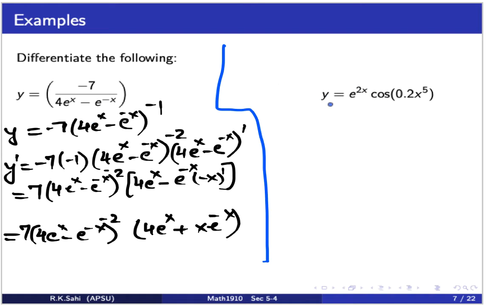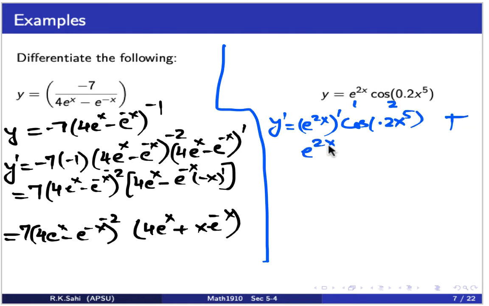Let's look at this one: exponential to the power 2x times a cosine function. So here's a product of two functions, so the first thing we're going to do is the product rule, 1 and 2. So y prime is e to the power 2x, the whole differential, times cosine of (0.2 x to the power 5), plus e to the power 2x times the differential of cosine of (0.2 x to the power 5), the whole differential.